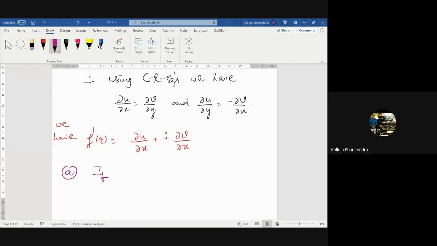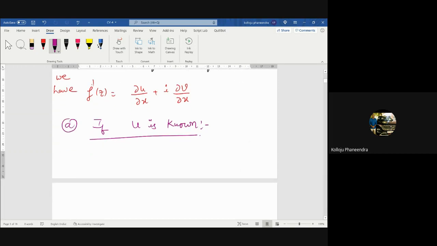If only u is known, then how to find f of z? That is the question. Now I will write, f dash z is dou u by dou x plus i into dou v by dou x. Only u is known, but what about dou v by dou x? When u is known, I can calculate dou u by dou x, but not dou v by dou x.